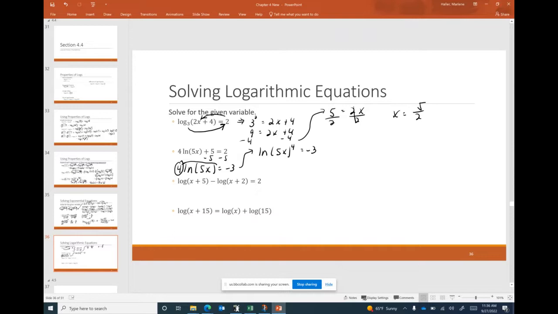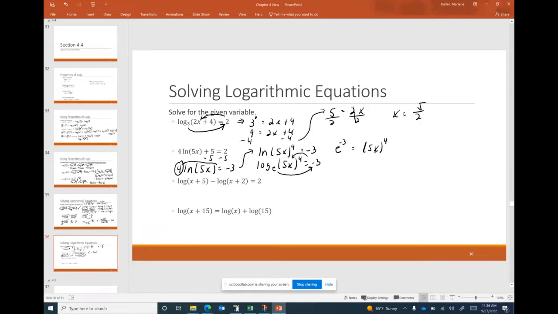Now I can convert that over to exponential form. Remember that the natural log is just log base e. Let me rewrite it that way: log base e of (5x) to the 4th power equals -3. Then, when I convert that over, I can see that e to the -3rd power is equal to (5x) to the 4th power.